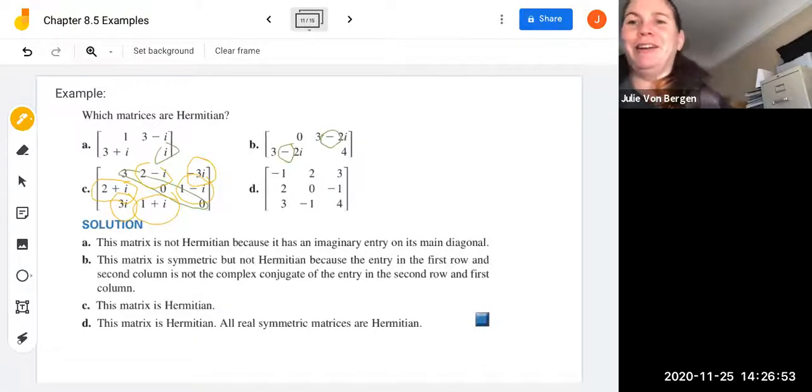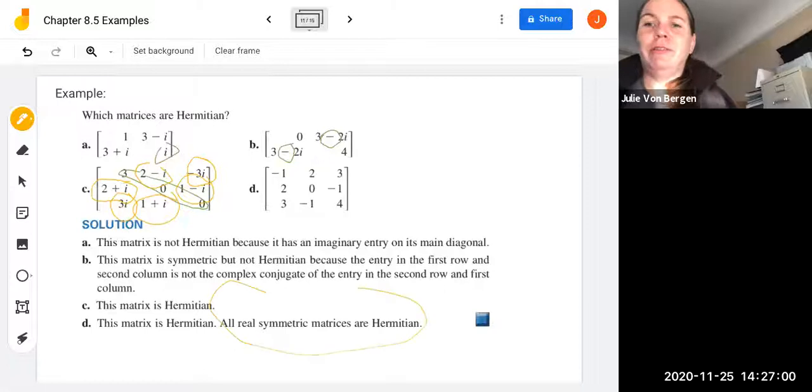That's an easy one because they're all real numbers and it's a symmetric matrix. So all real symmetric matrices are by default Hermitian. They might be less interesting in terms of calculations because there are no complex values, but they meet that definition of being Hermitian.